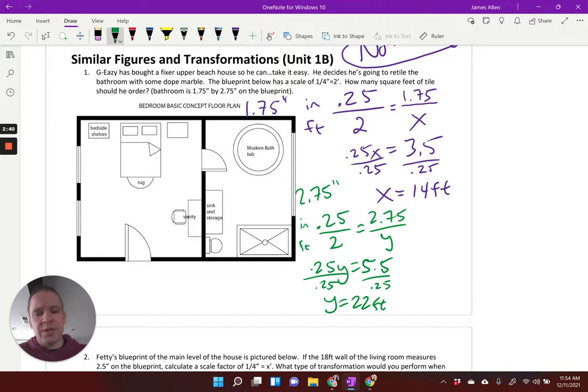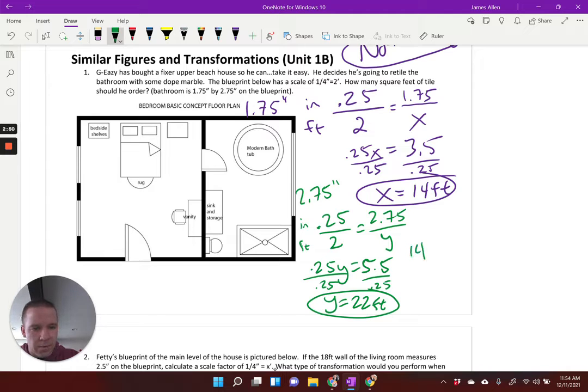Just double check that we are good. All right, so those are my two dimensions, right? So that's part A. What are the actual dimensions? Boom and boom. So 14 feet by 22 feet. Cool. All right, now the other part asks us, how many square feet of tile should he order? So let's do that one.